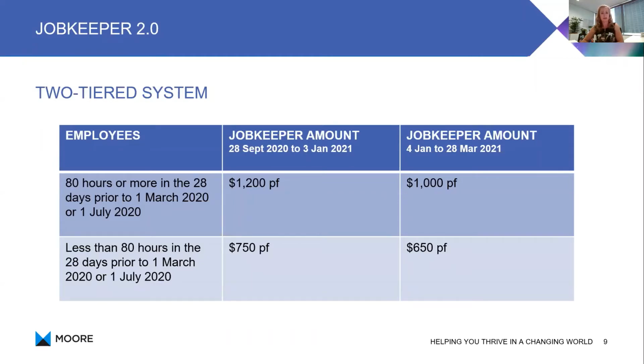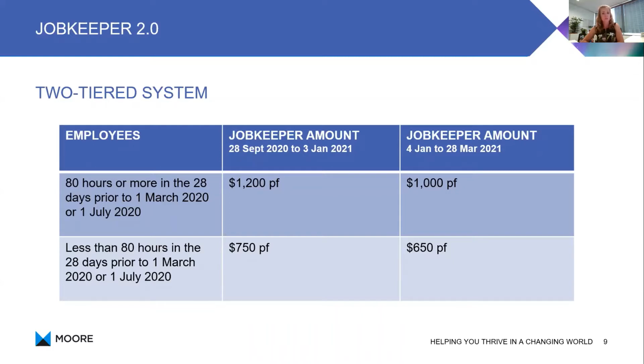So now JobKeeper is a 2-tiered system. We've broken it down into 2 3-month chunks essentially. We need to go and test employees. I've also got testing employers. Now I'm wondering if I've got these in the right order, but that's okay. An eligible employee is tested against basically 4 weeks in February. Okay, so it says 28 days prior to 1 March or 1 July.